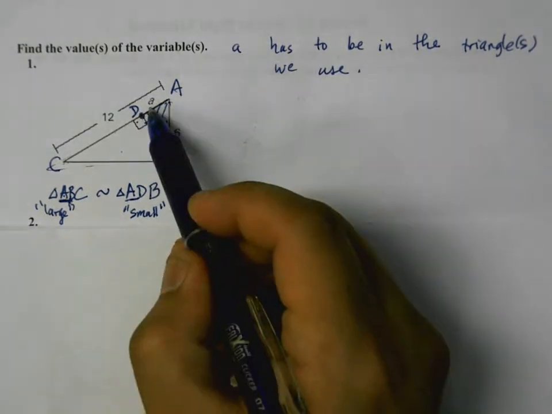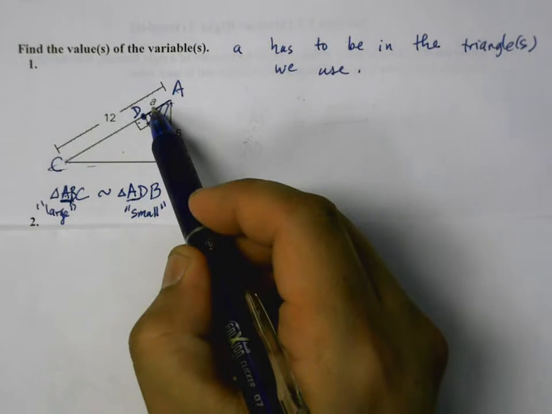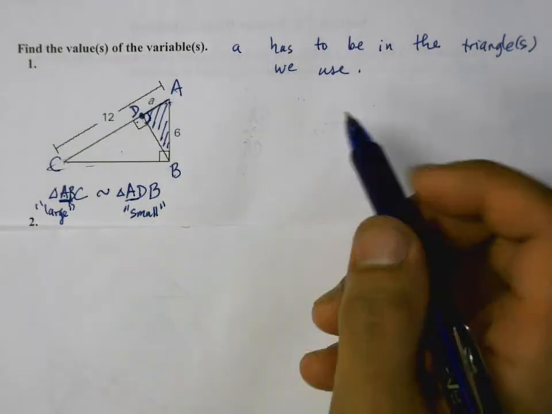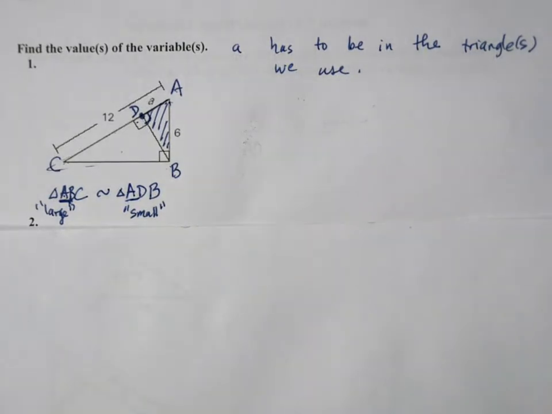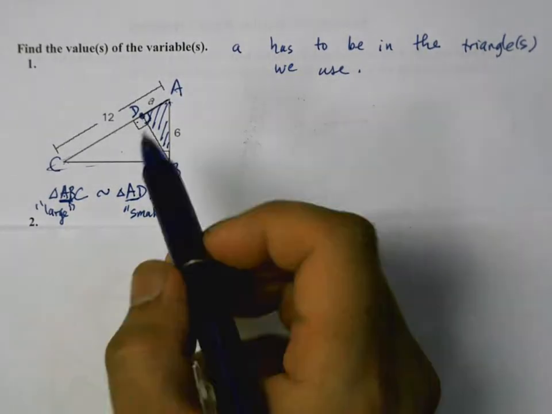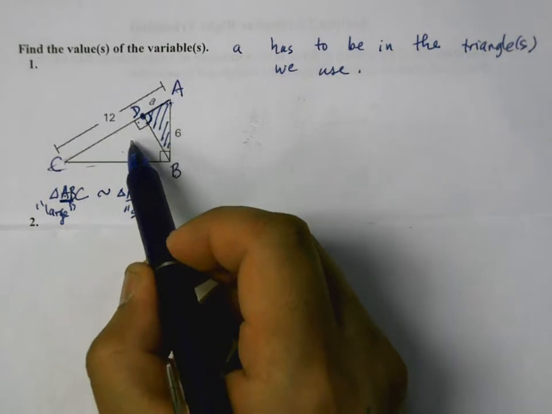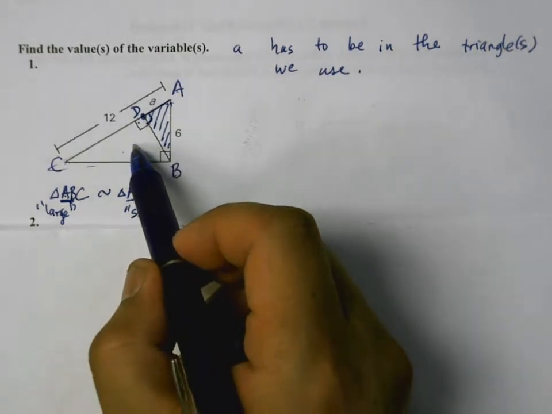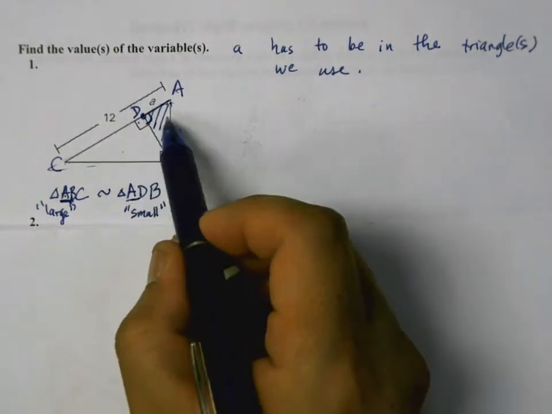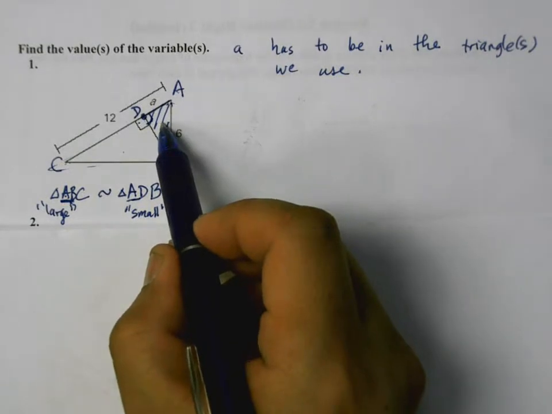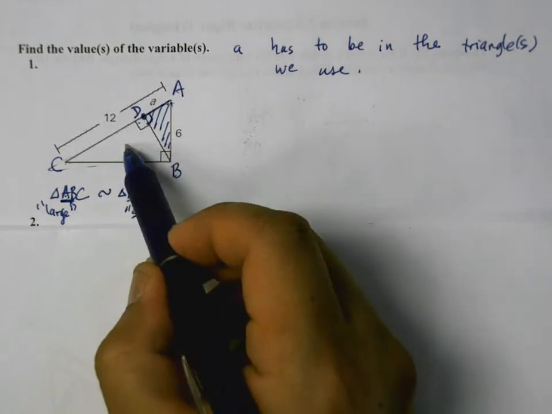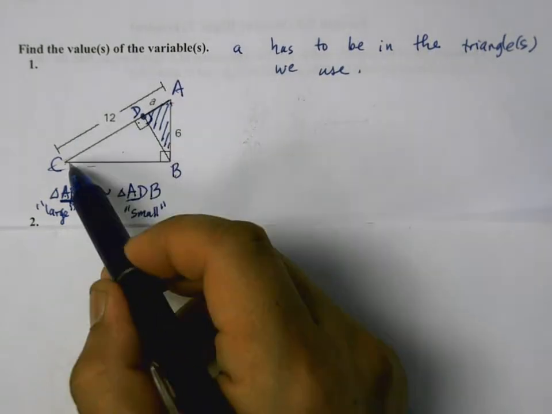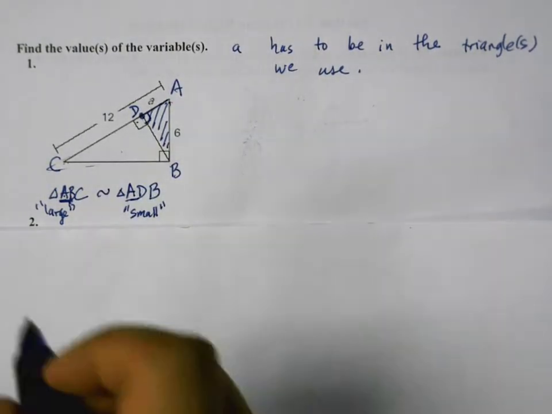And here we have the variable a that we're solving for. So what that means is that the variable a has to be in the triangles that we use. So we have some options. We can choose to compare the small one to the medium one. We can choose to compare the small one, this is the one shaded in blue, to the large one, or we can also compare the medium one to the large one.